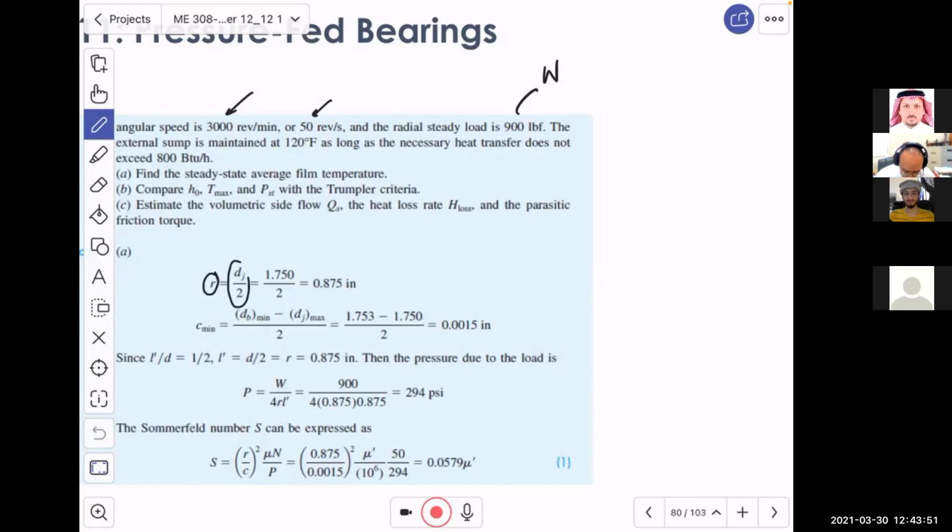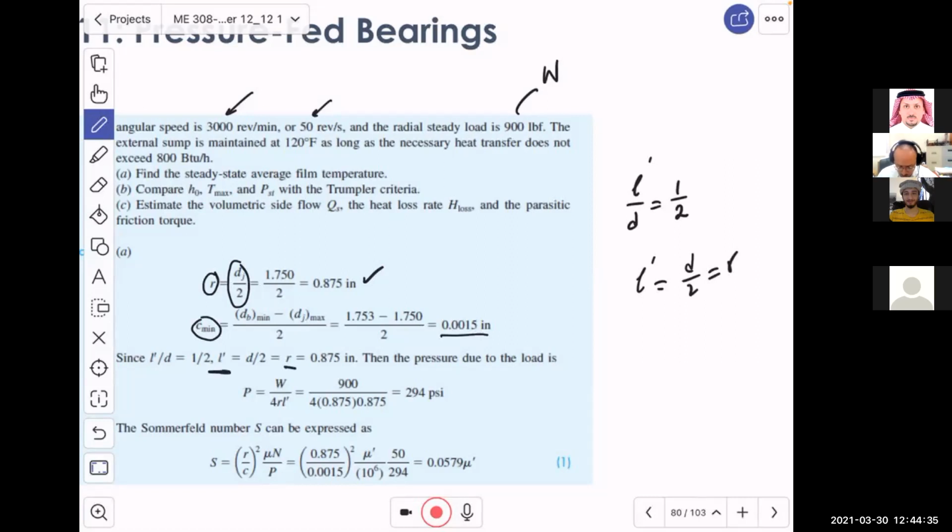Now, just to introduce you to this problem, if we know the diameter of the journal, we can divide it by 2 to get the radius of the journal. We will use this. Then the minimum clearance is the diameter of the bushing minimum minus the diameter of the journal maximum. And then we divide by 2, which is going to give you this clearance, 0.0015 inches. Now, L prime over D is equal to 1 over 2, which means that L prime is equal to D over 2, which is the same as R. Correct? So this L prime is the same as R.